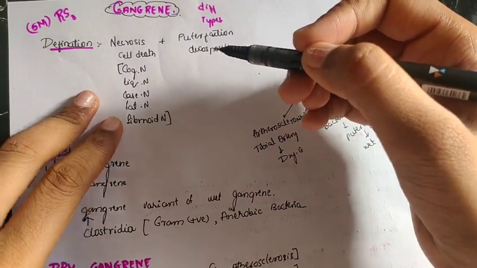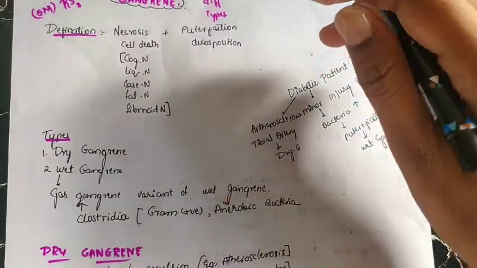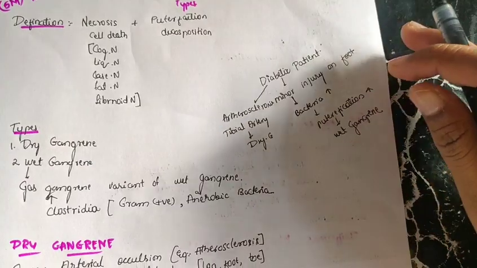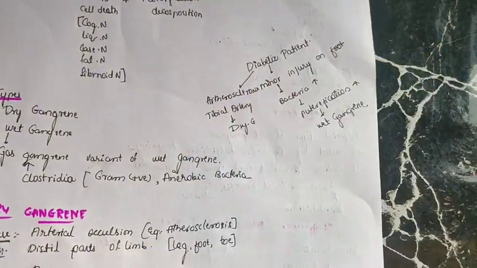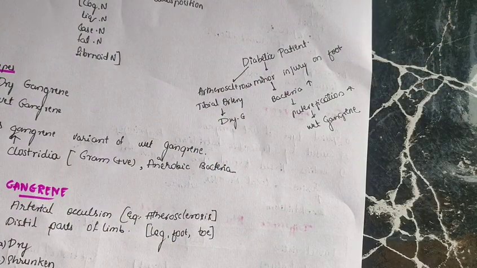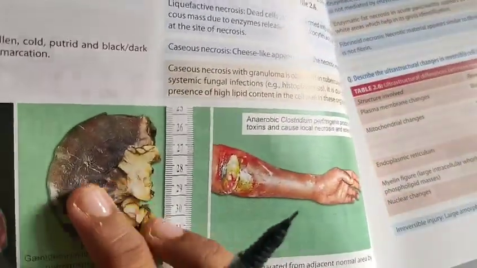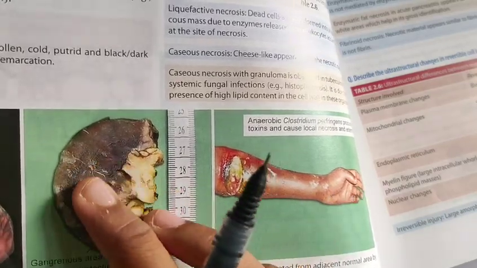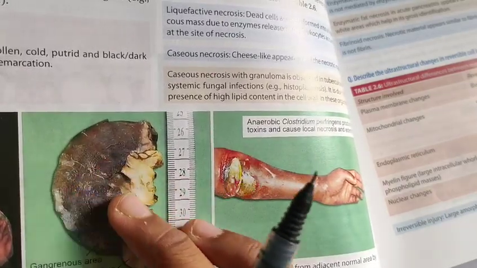Grossly, it appears black in color. Black in color, you can see here. There are two types of gangrene: dry gangrene and wet gangrene. This is a gangrene with black discoloration. This is a gangrene in the colon. There is soft tissue gangrene. Soft tissue gangrene means this is a wet gangrene.